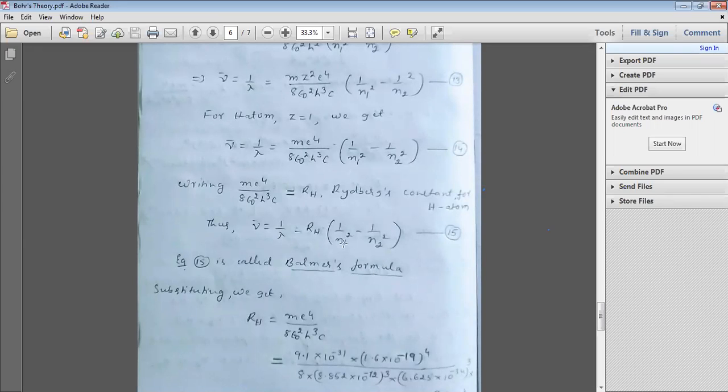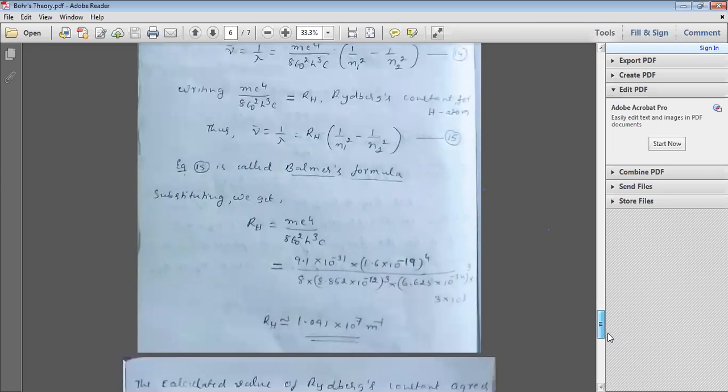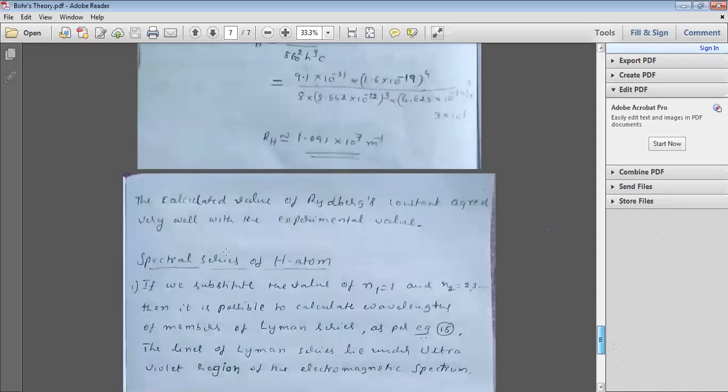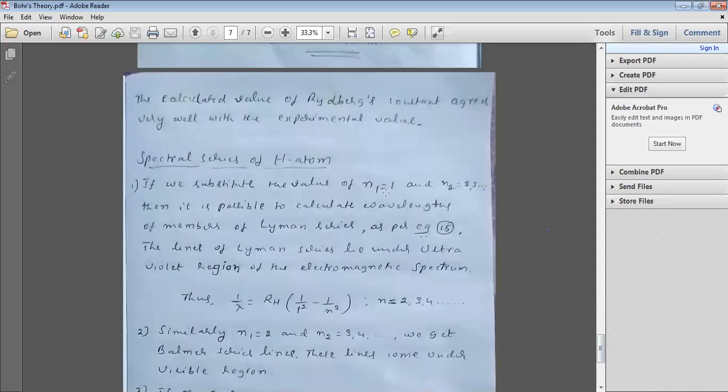If I substitute the value of n1 is equal to 1 and n2 is equal to 2, 3, 4, 5, what series am I going to get? That's what I have written here. If you substitute n1 is equal to 1 and n2 is equal to 2, 3, 4, etc., then it is possible to calculate the wavelengths of the members. Yes, that is what we call the Lyman series. Substituting n1 is equal to 1 and n2 is equal to 2, 3, 4, 5, etc., gives wavelengths of the Lyman series, wavelength, wave number, frequency, whatever you want to call it.